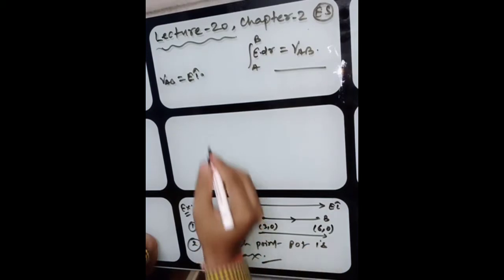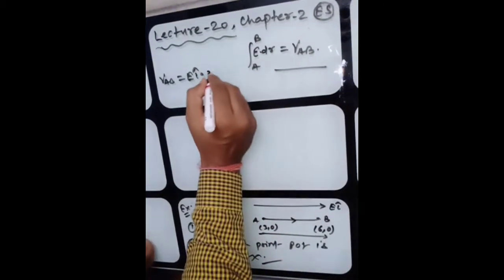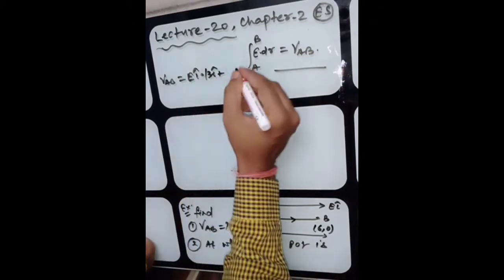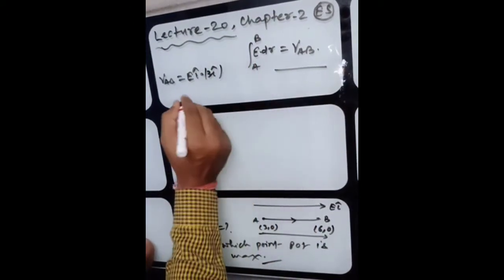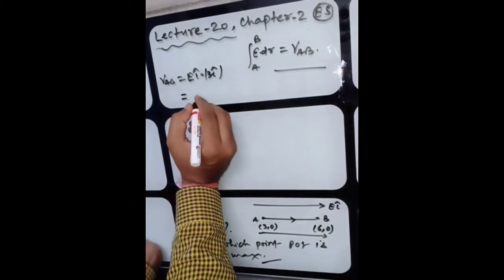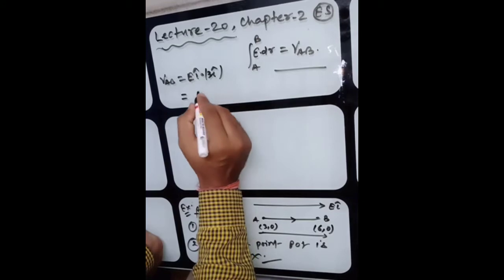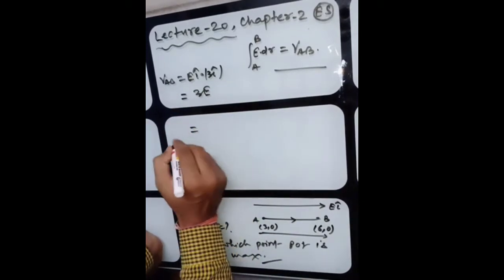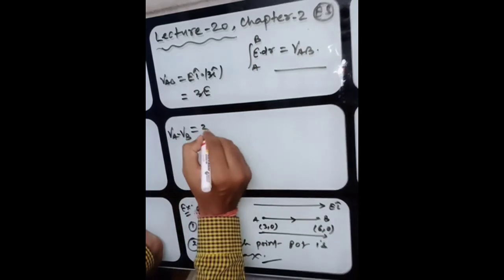Here dr is the position vector, and that position vector gives you 6 minus 3, which is 3 i cap, plus j cap times 0 minus 0, so 0. There is no component along j. So E i dot 3 i gives 3E. Now this V_AB can be written as V_A minus V_B, and it is 3E.